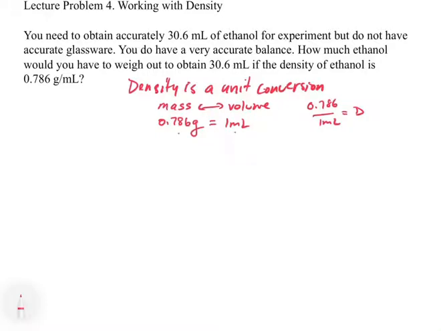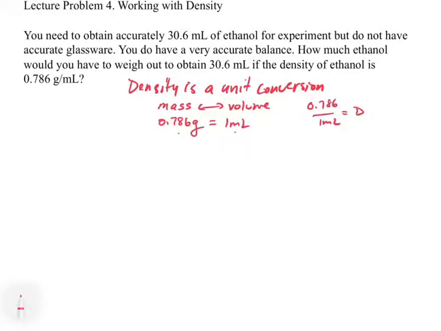Now, the reason why I'm pointing this out at this point is because fundamentally this is what we tend to use density for. Yes, we do calculations where we will calculate a density. You'll get a mass, you'll get a volume, and you will calculate a density. We're going to do that in a second. But a lot of the times we use the density just as a unit conversion to allow us to go between mass and volume. And that's exactly what we're going to do here. So let's look at this problem.